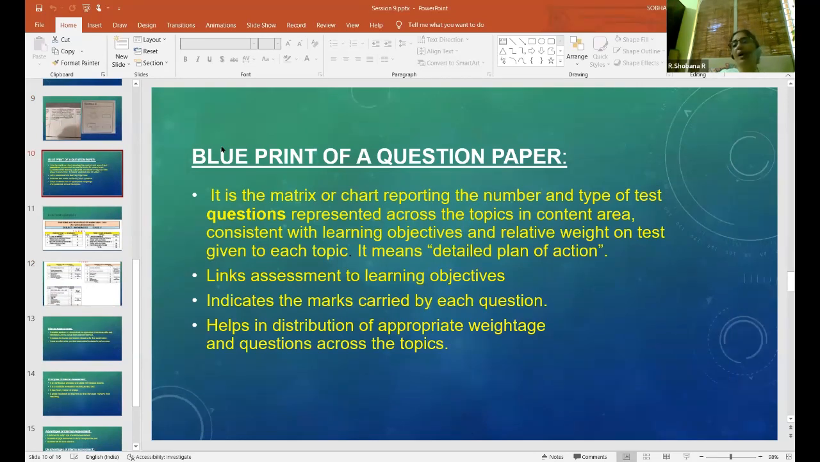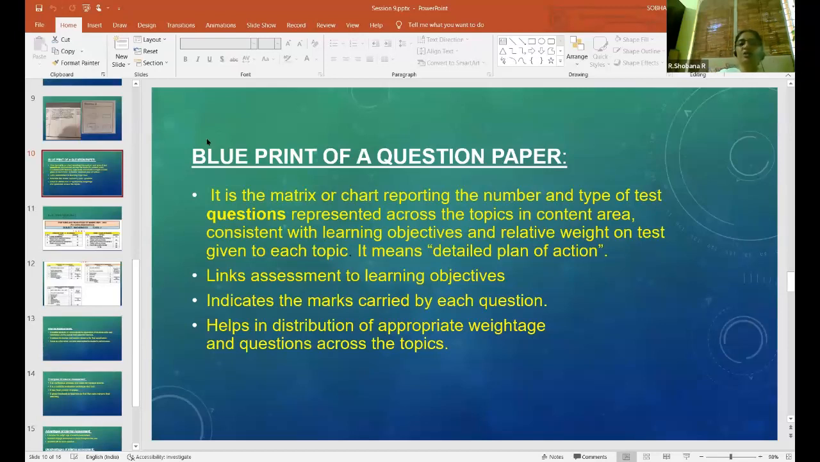Now coming to the blueprint of the question paper. So what is the meaning of a blueprint? Of course, this comes from architecture, which means always before building a house or any building, they have something called a blueprint, which they call the detailed plan of action. They go brick by brick, we all know, using the blueprint. So that is why we also have a blueprint, which means we go brick by brick using the blueprint.